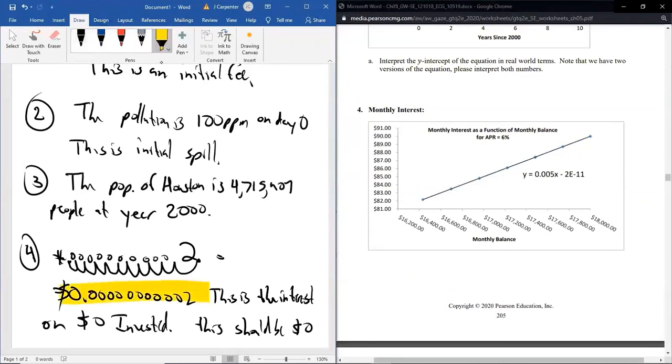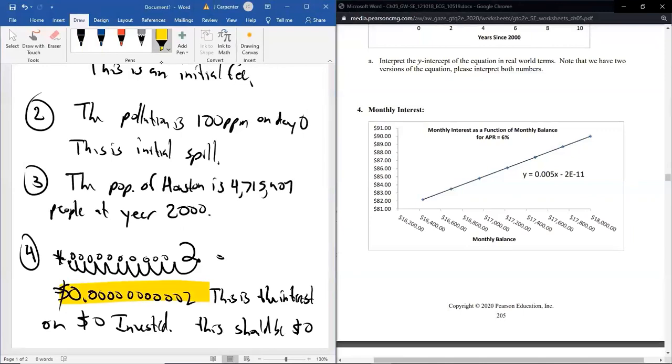Because how in the world is anyone going to get $0.00000000002? That's not even cents. That's not even hundreds of cents or thousands of cents. That's like billionths of a cent. No one's going to give you that. It doesn't exist. It's just 0.